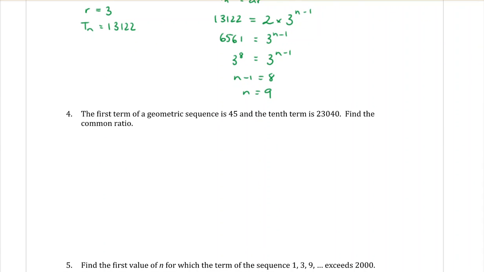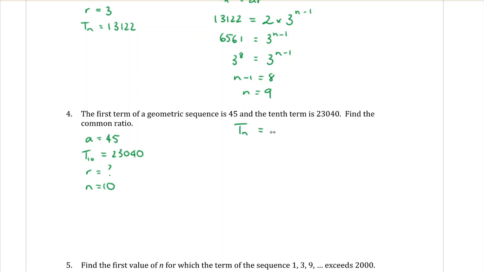The first term of a geometric series is 45, so that's the A. The 10th term, which means you write that down as T10, is equal to 23,040. Find the common ratio. So I'm trying to find the R. You could also put in there that I'm going to be using n is equal to 10 because I'm using that 10th term. So that means I'm going to use my formula again going backwards to find the R. So let's write it down.